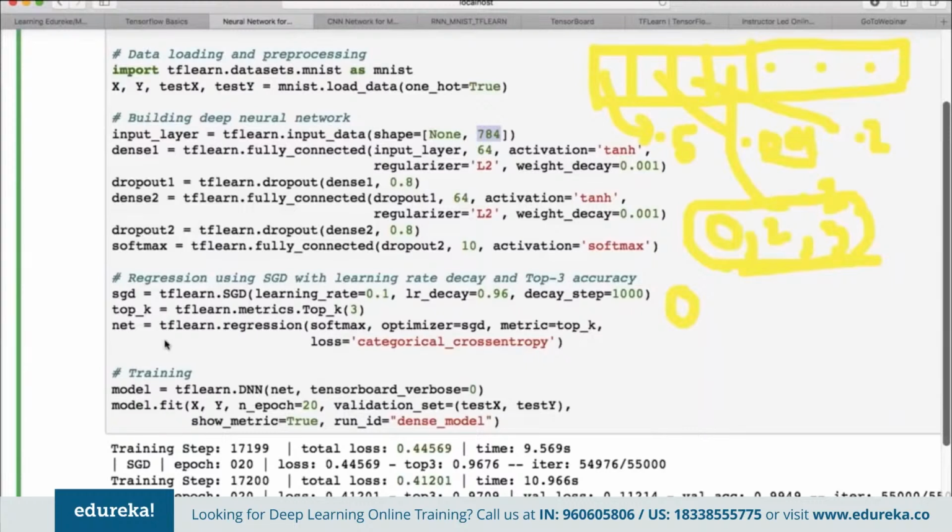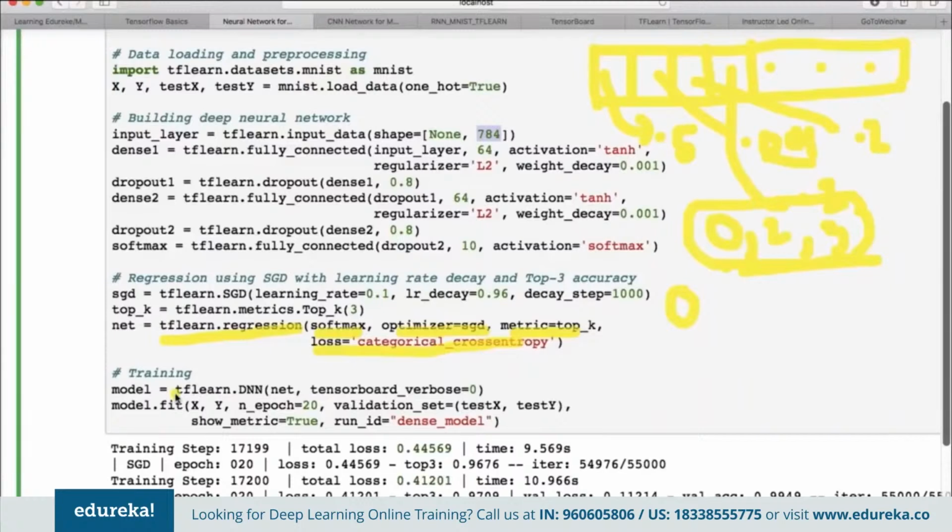And then, as I said, TFLearn.regression is the approach, which in Keras we used to do as something like model.compile. When we are compiling, we are saying that we are calling a softmax, the optimizer SGD, the metric is top K, and the loss is cross entropy. And then your net is being set with all these parameters on top. And then finally, you are running this.